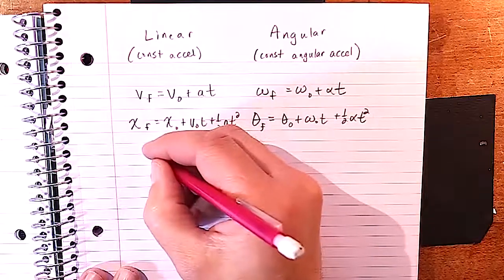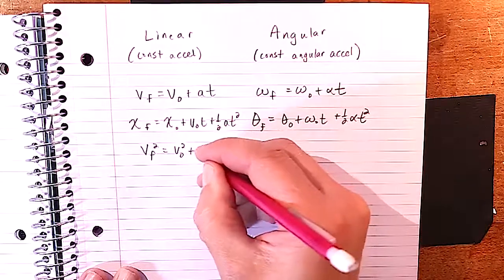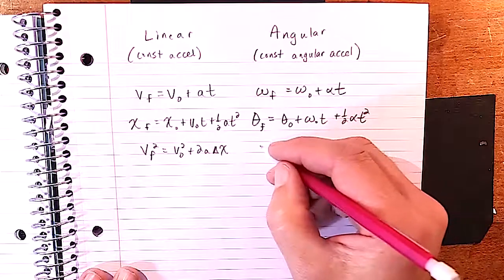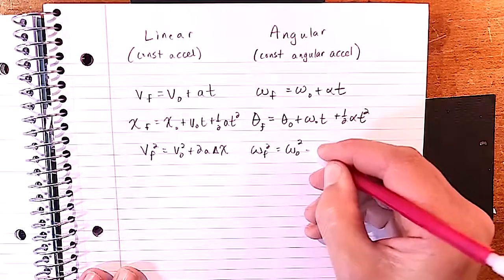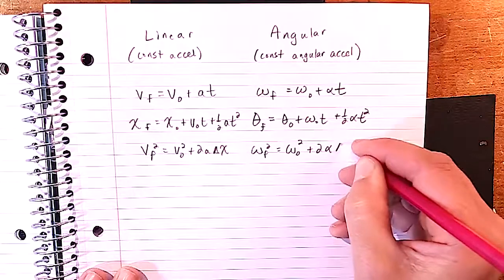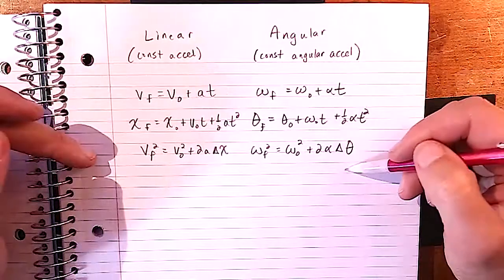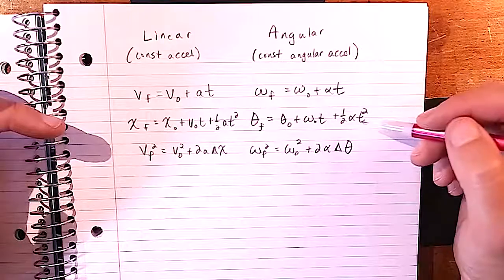And then we can predict what this formula would be. Vf squared equals v naught squared plus 2a delta x. What would that be in angular terms? Omega final squared equals omega initial squared plus 2 alpha delta theta. So we can use these three formulas to be able to solve any angular kinematics problem.